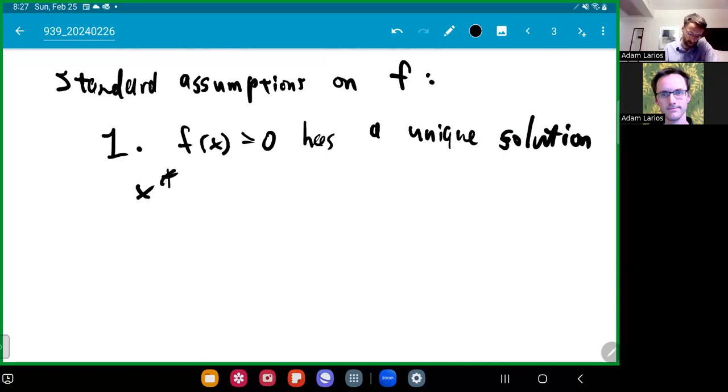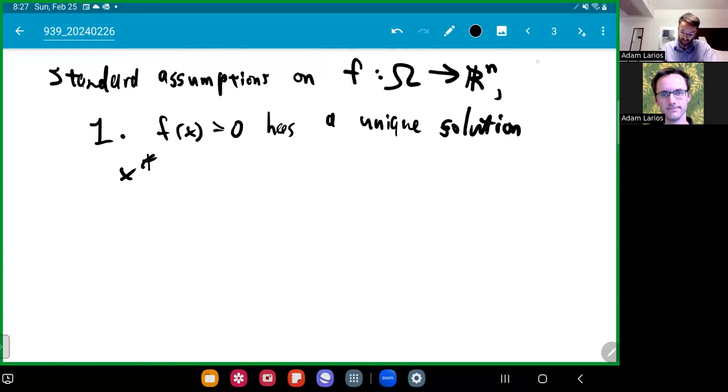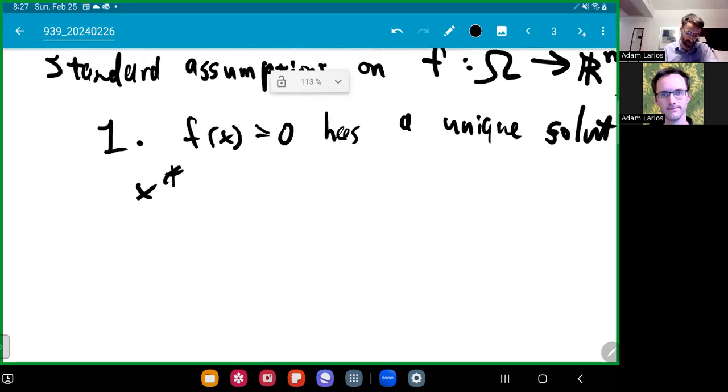x star. Maybe I should say where this f is mapping. So in fact, we don't necessarily need to assume that the underlying domain is all of R^n, we can assume that f maps from some domain omega. Now, there are situations in which sometimes you can go outside of the domain. I'll mostly ignore those cases for the time being, but the algorithm itself isn't necessarily restricted to cases where you have the full space. So we'll assume that you have a unique solution in omega.